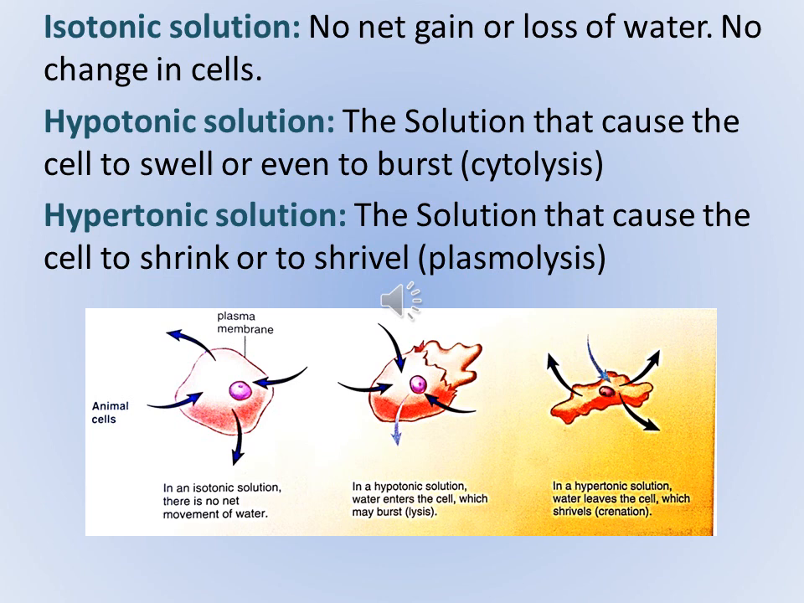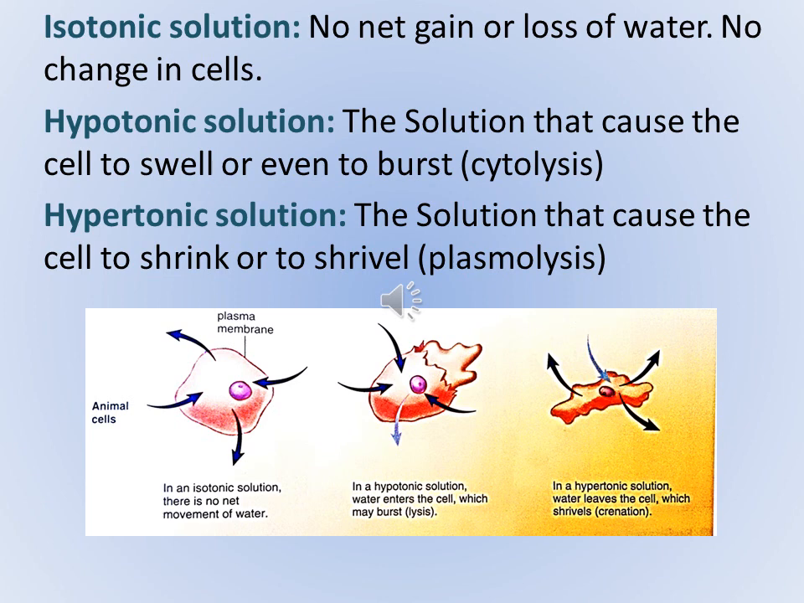Second, the hypotonic solution is the solution that causes the cell to swell or even to burst, which is called cytolysis. It is a solution with lower concentration of solute, which means higher concentration of water in the solution than inside the cell. So if a cell is placed in a hypotonic solution, water enters the cell and the net movement of water is from outside to inside, and this leads to swelling.